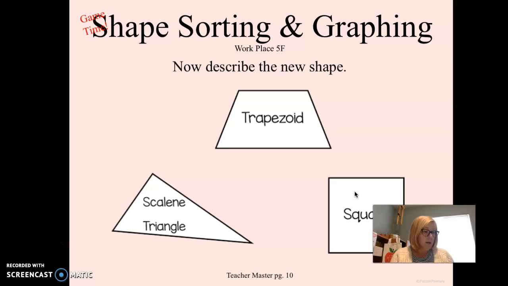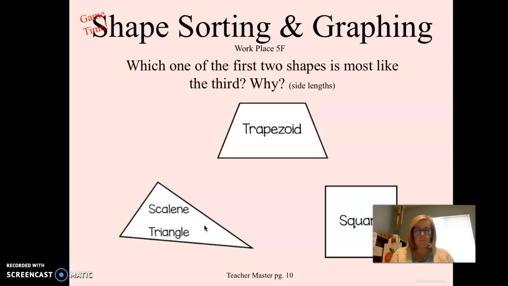Okay, now let's have a look at a trapezoid. A trapezoid has 4 sides like a square, but it has unequal sides like the scalene triangle. Which one of the first 2 shapes, the scalene or the square, are most like the third shape, the trapezoid?